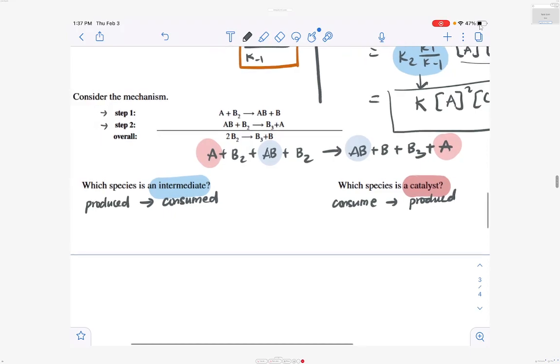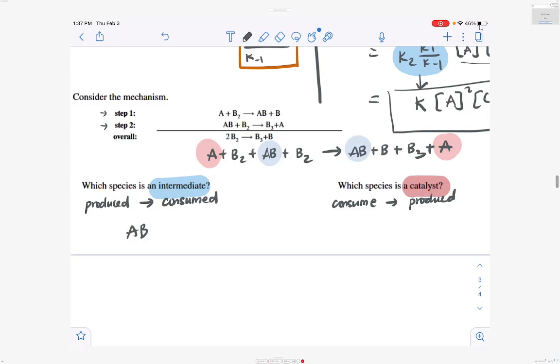Okay, so let's see which one gets produced and consumed. As you can see from step 1, we did not have AB in the beginning. Okay, we generated AB and then we consumed AB in step 2. So then AB is an intermediate.